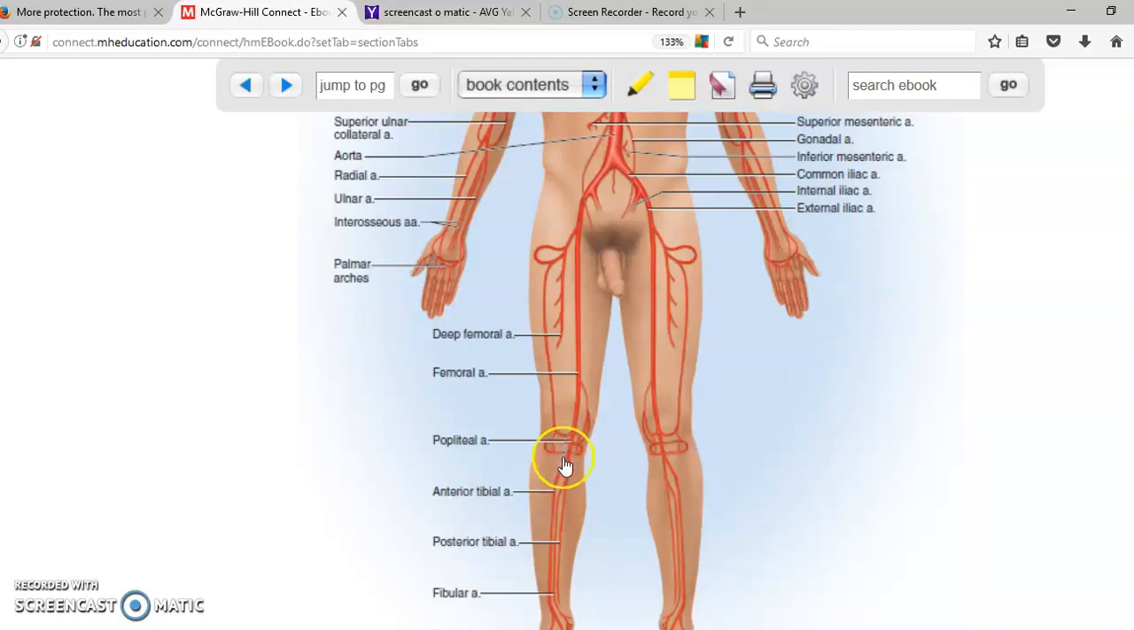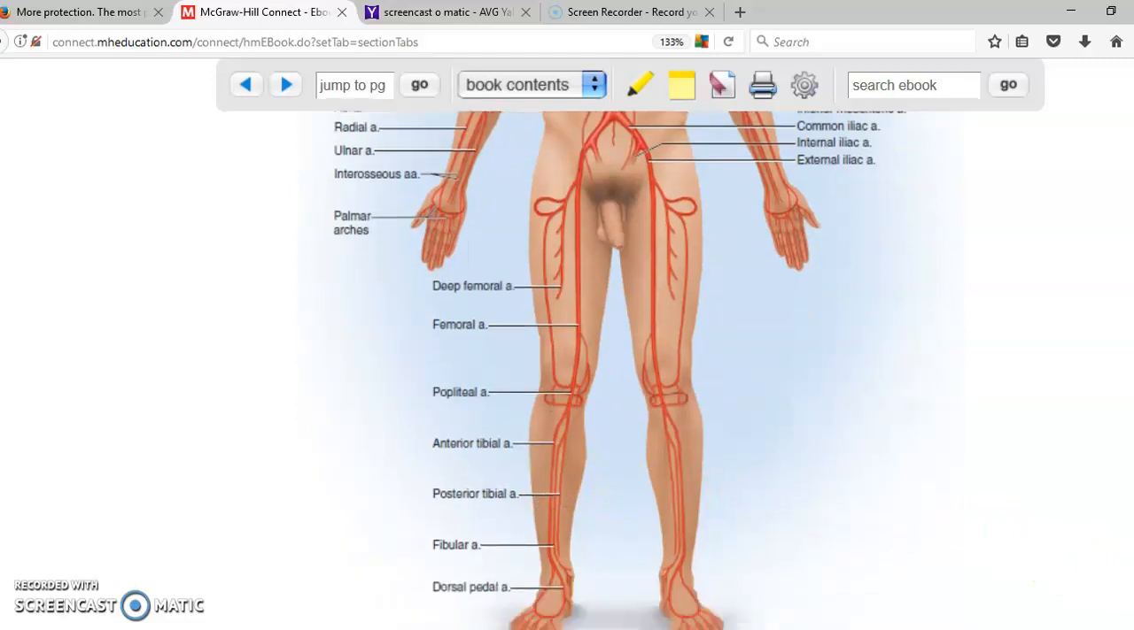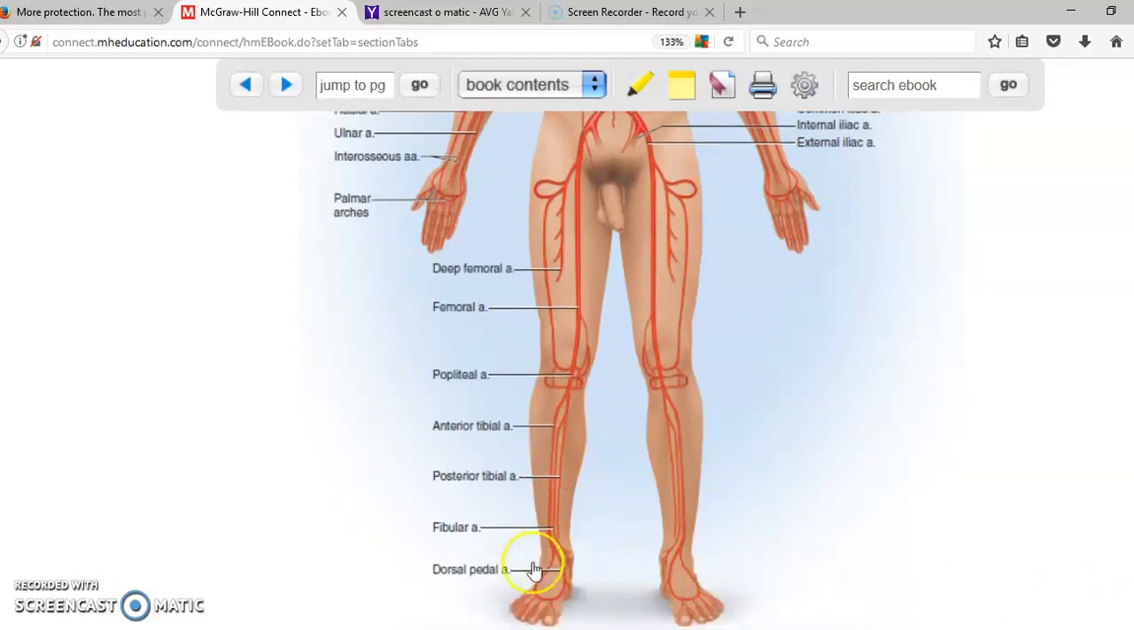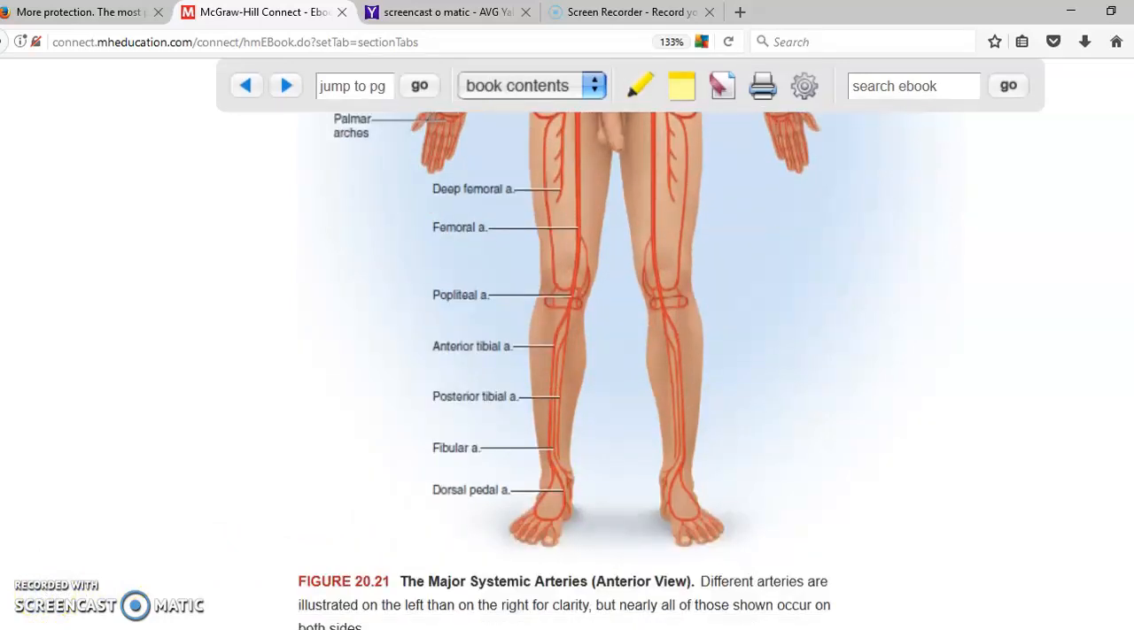Then it goes down. You're going to have the anterior tibial artery. If you have an anterior tibial artery, it's because you also have a posterior tibial artery. And after that, you have the fibular artery. Okay, those are the main blood vessels in there. At the very bottom, you're going to have the dorsalis pedis artery, which is this one right here. Okay, and those are the main arteries.